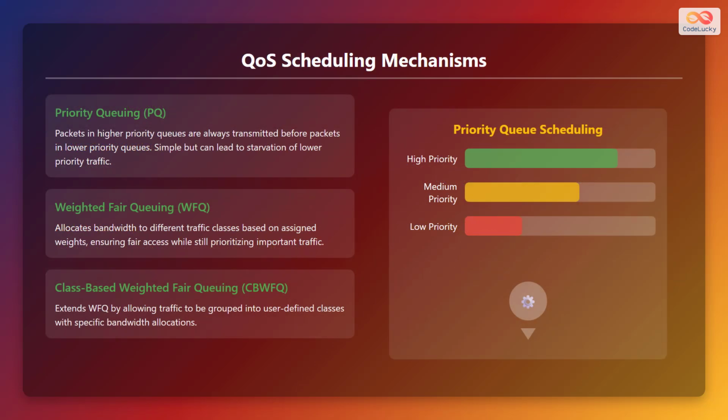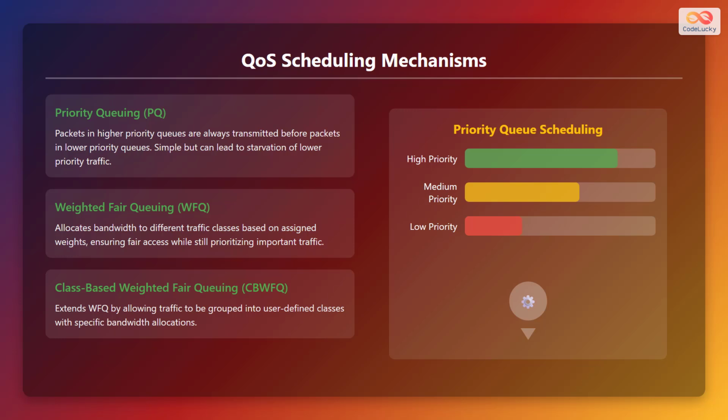Let's take a closer look at some quality of service scheduling mechanisms. The first mechanism is priority queuing, or PQ. In this system, packets in higher priority queues are always transmitted before packets in lower priority queues. It is simple but can lead to starvation of lower priority traffic.